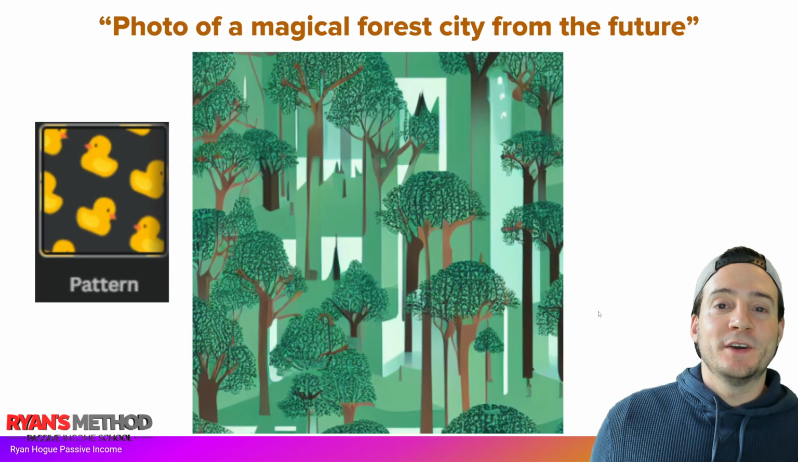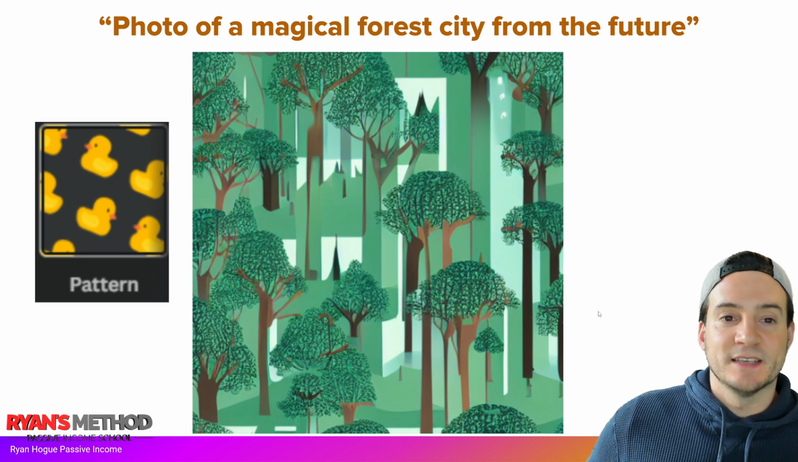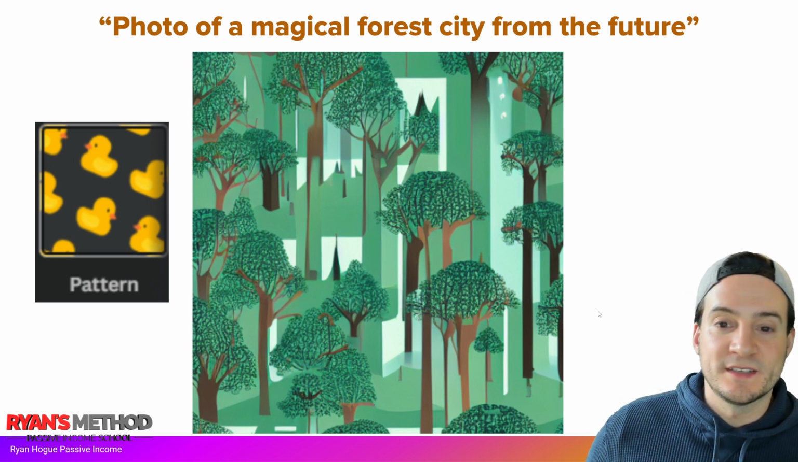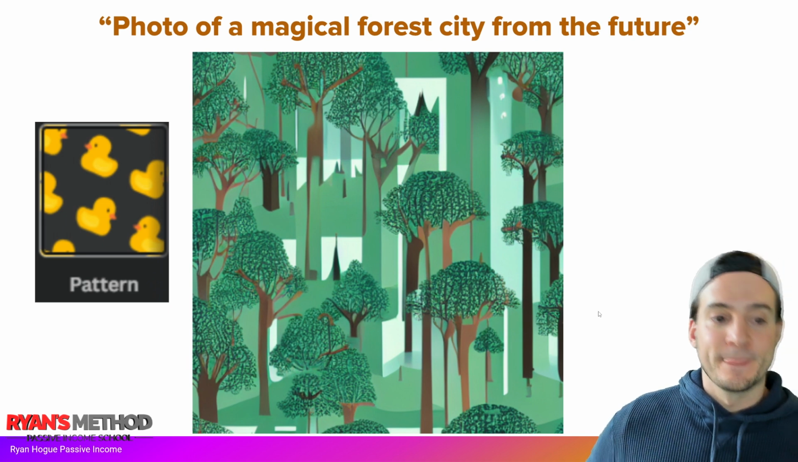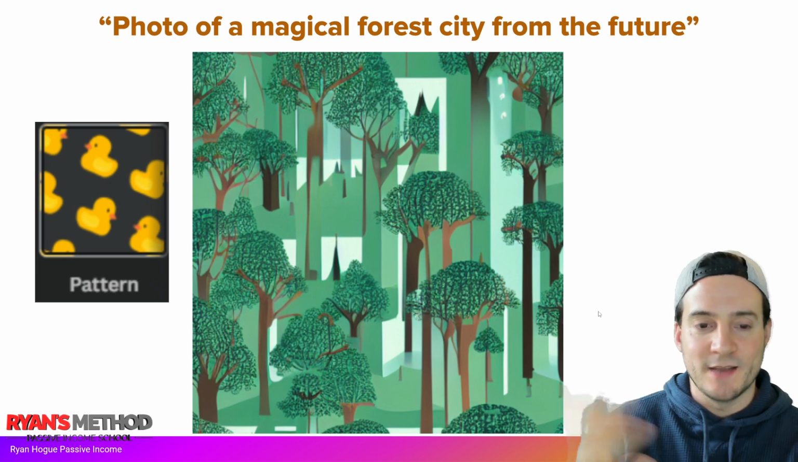All right, we have the pattern effect. And for this one, I used another one of the prompts that was pre-built. So it says photo of a magical forest city from the future. And I guess it's weird that we input the word photo. I mean, this was pre-built by Canva. Anyways, that's the text prompt.